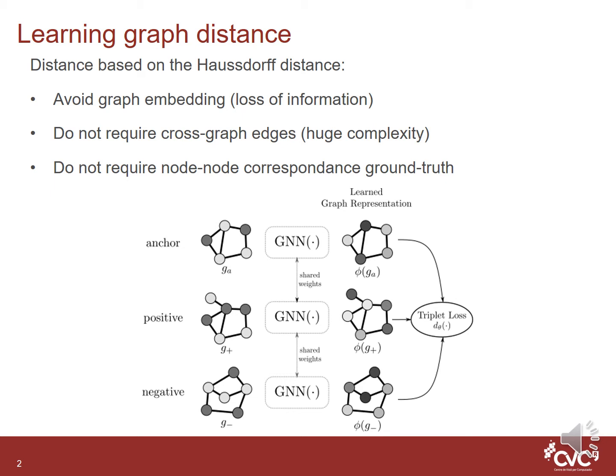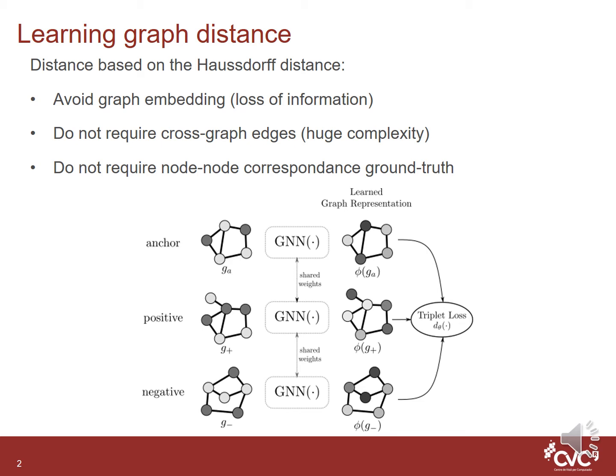So first of all, here we present a triplet network, but we are avoiding graph embedding, which has a lot of structural information loss, and that most of the frameworks use. Moreover, a recent work from Google proposes to have edges connecting the two graphs that we are comparing, but this adds a huge complexity to the problem in terms of time.